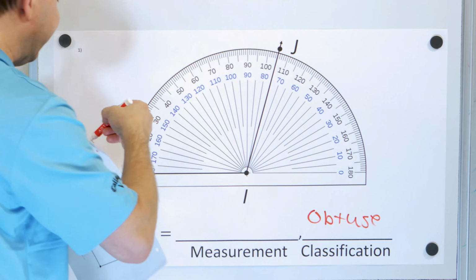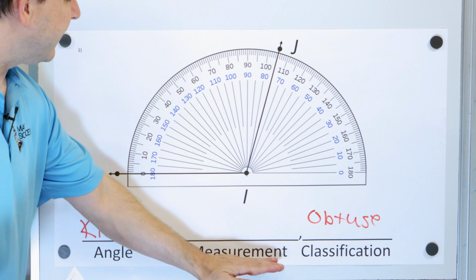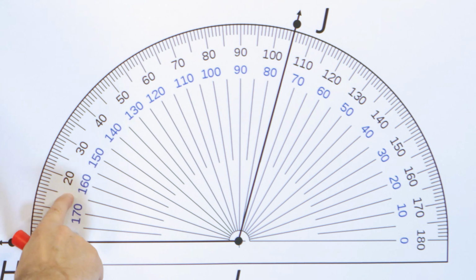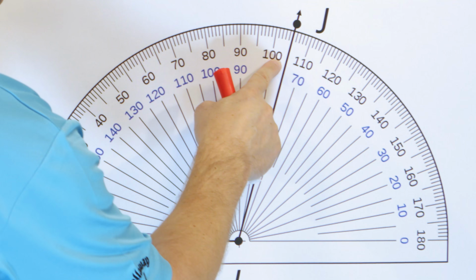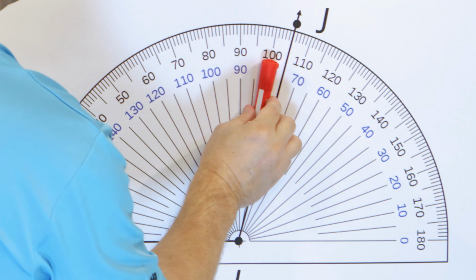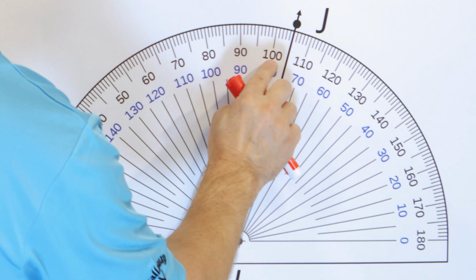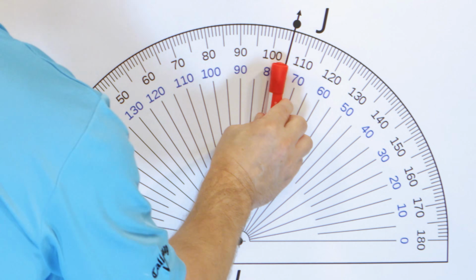And we know it's obtuse just because we know that it's bigger than 90 degrees. That's it. Now, the only thing we have left to do is write down the actual measurement. If you look at the numbers here, 0, 10, 20, 30, 40, 50, 60, 70, 80, 90, then 100, but this ray is right between 100 and 110. It may be hard for you to see there, but this is exactly between 100 and 110, which means it's going to be exactly 105.